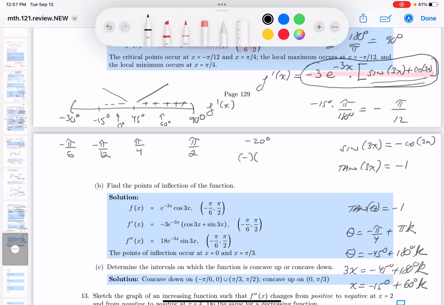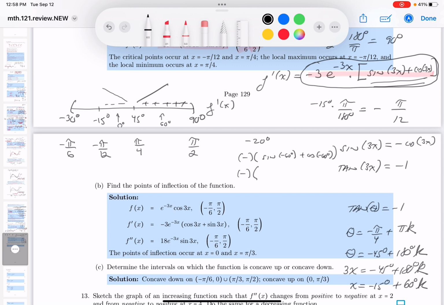Now let me see if I can do the sign now. What's it going to be? It's going to be sine of minus 60 degrees, and then it's going to be plus cosine of minus 60 degrees. And this is more complicated. There's no doubt about it, all right? So I know I got a negative number over here. It doesn't matter what the number is, it's a negative number.